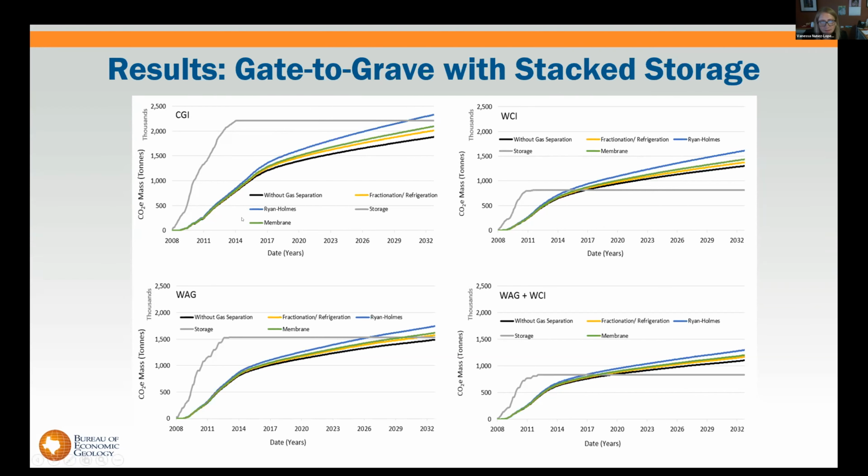And you can see that, for example, in CGI, most of the operation produces net carbon negative oil. Same with WAG. It extends the life of the negative carbon balance, which is beneficial for the environment.